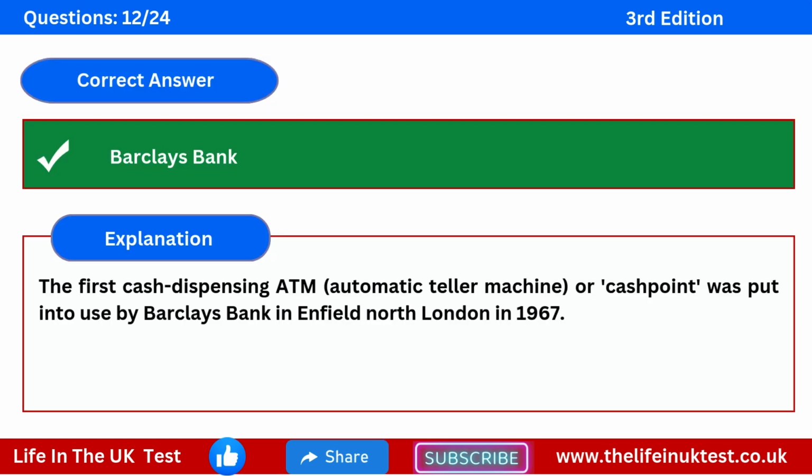The correct answer is Barclays Bank. Explanation. The first cash dispensing ATM, automatic teller machine, or cash point, was put into use by Barclays Bank in Enfield, North London in 1967.